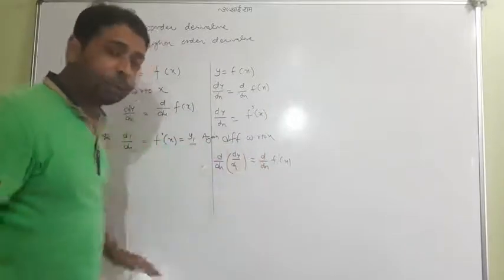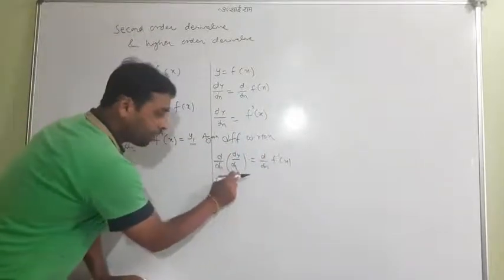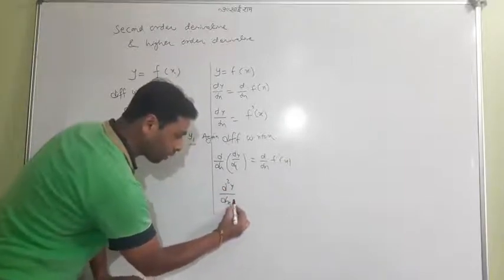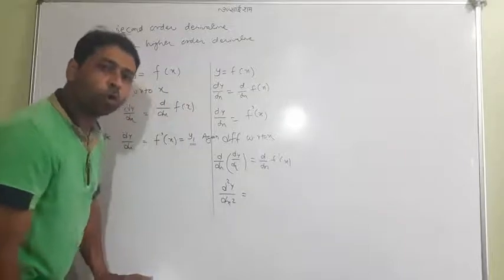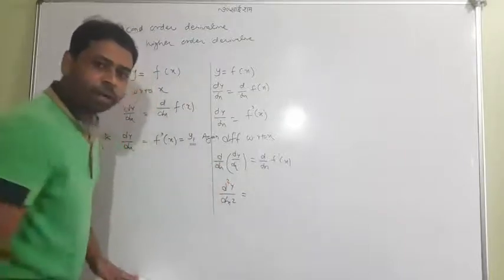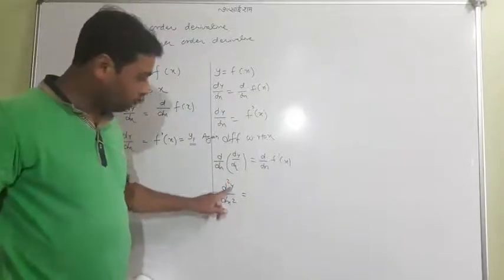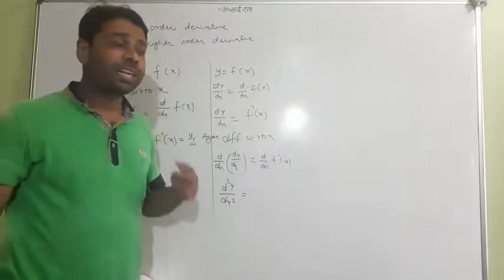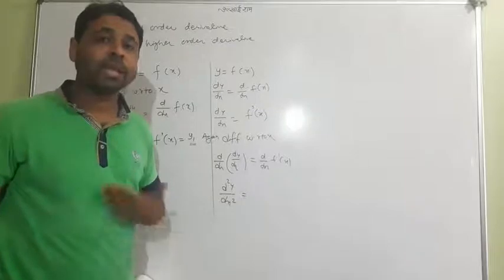So let me tell you directly that this d by dx of dy by dx will be written d square y by dx square. And I request you, please don't think that I multiply. It is only the symbol: d2y by dx2 or d square y by dx square. It is a symbol of the second differentiation.